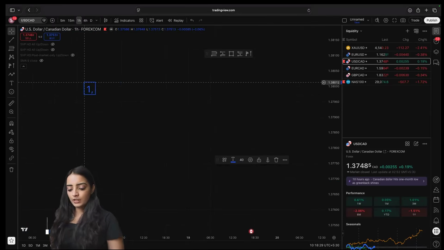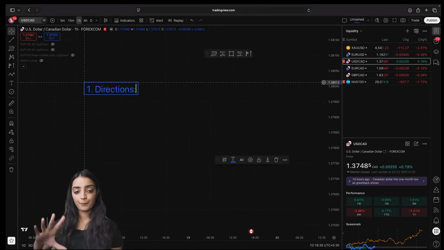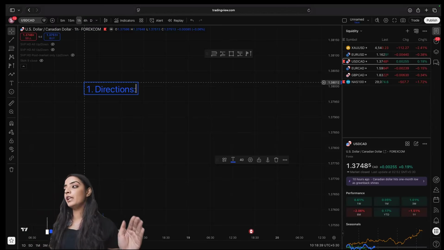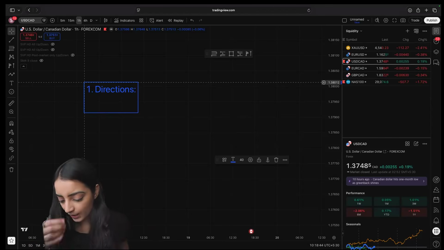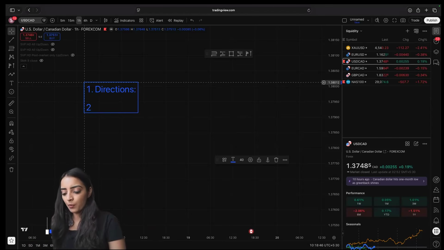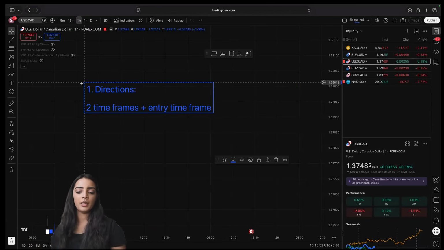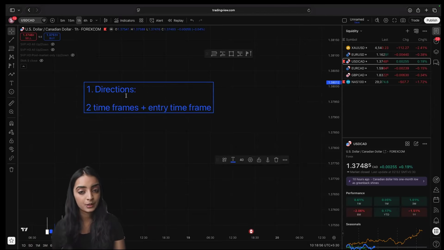So we did the first and the most important thing, which is the directions: how to identify directions when you're taking a trade. Whenever you are entering into a trade, you need to check directions. And remember this rule now: we need to have two time frames plus the entry time frame in alignment to take a trade.